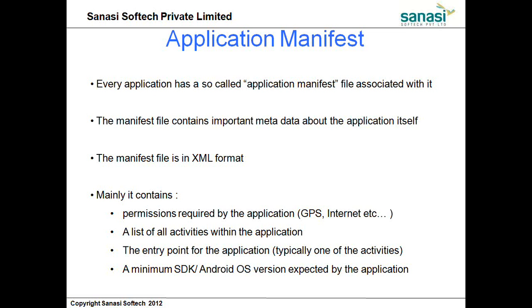All right, and most importantly, the manifest file contains the items in this list, as I've mentioned here in the slide. It requires, for example, the list of all permissions that are necessary for your particular application. For example, you might be looking out for GPS permission, you might want internet access, you might want access to the SD card. So the application manifest is the place where your application will specify that this is the set of permissions that I'm looking out for, right?